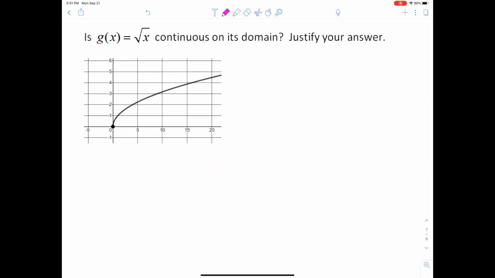Here's our next problem. The question is: is g of x equal to the square root of x continuous on its domain? Justify your answer. Now, this is kind of an interesting question because the function ends right there. And if I say on its domain, that is numbers that include 0 up on towards infinity. So that means that I have to check the continuity at 0 in addition to all these points.